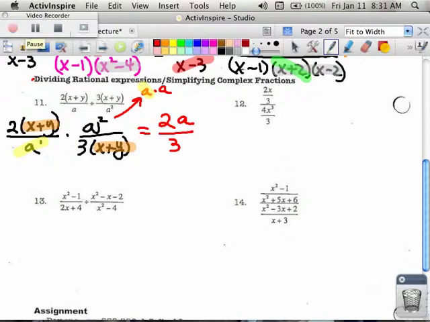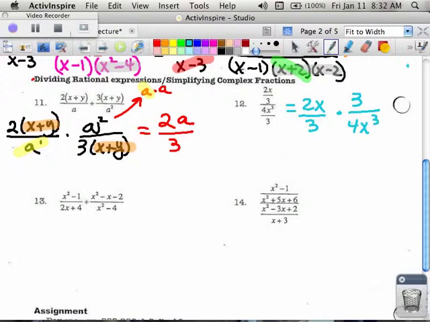In number 12, the division is written differently, so we're going to fix that. We're going to write it like this. 2x over 3, and instead of writing down divide by 4x cubed over 3, I'm going to write it as multiply by 3 over 4x cubed.